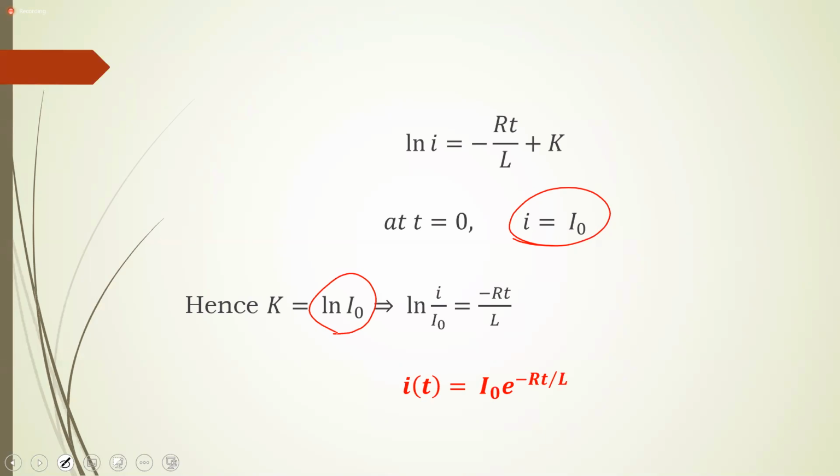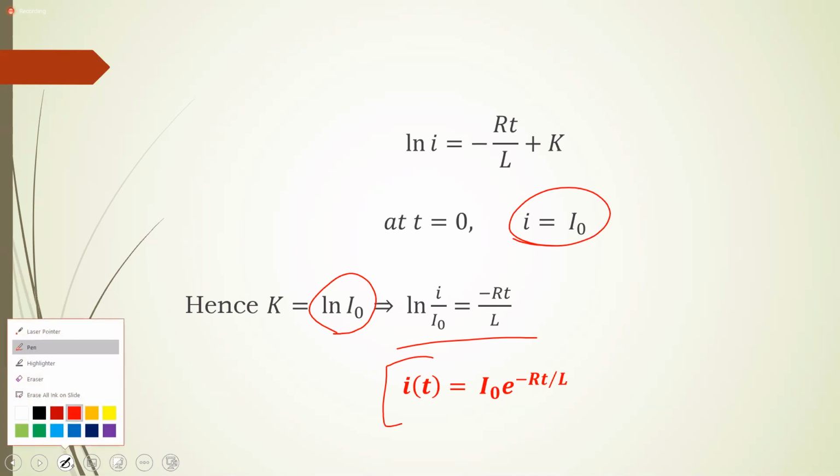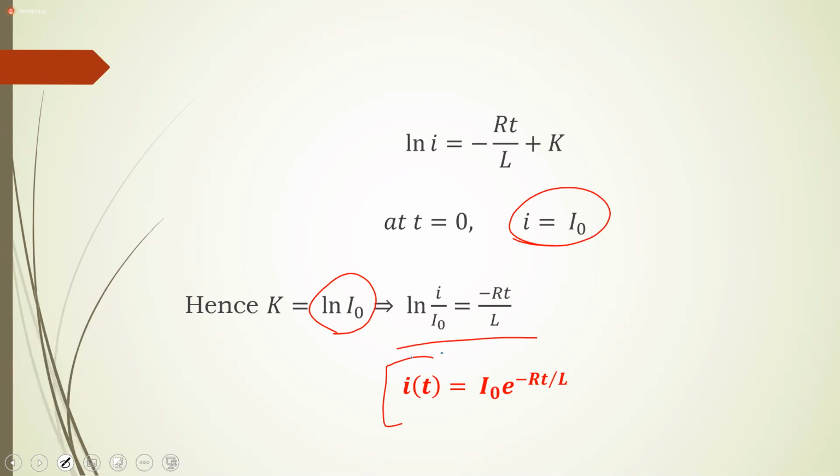So grouping, and we had done something similar with the capacitor, which is why I'm not spending a lot of time going through this again. So simplifying, we get I(t) to be equal to I0 e to the minus RT over L.